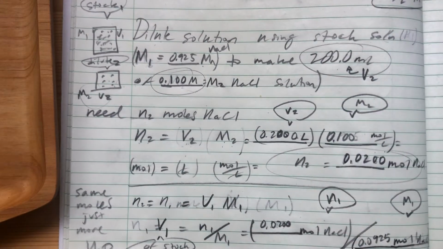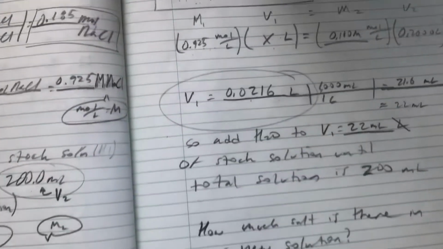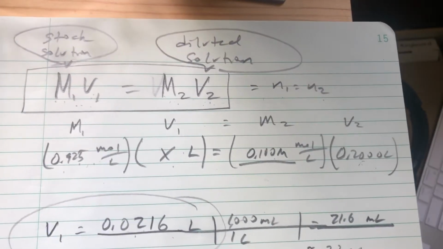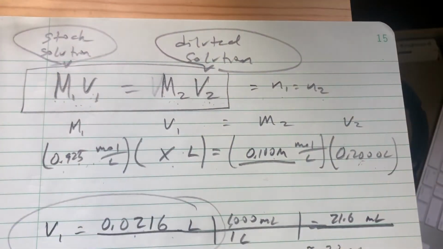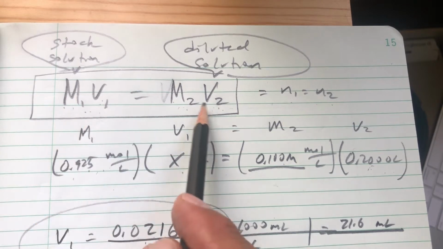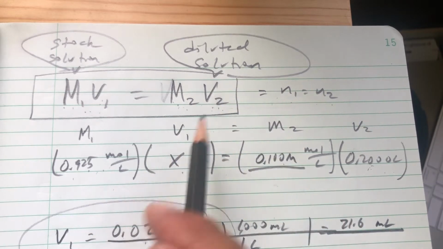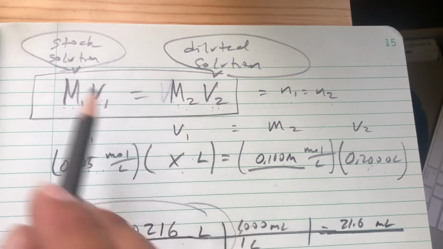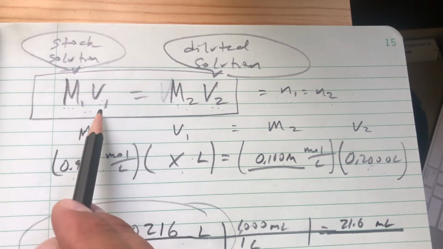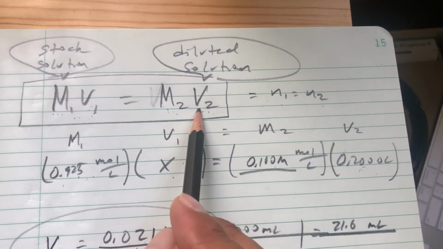Let me just show you the quick way to solve these problems with the equations. So here you go. Knowing that the molarity of one times the volume of the other equals the moles, it turns out that to make a new solution, you set up this equation. This is the molarity of your starting concentration, your stock solution, and the volume of that. So how much of that do you need to get a new volume and a new concentration?